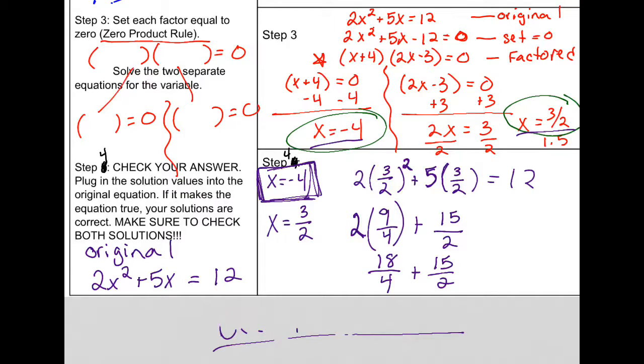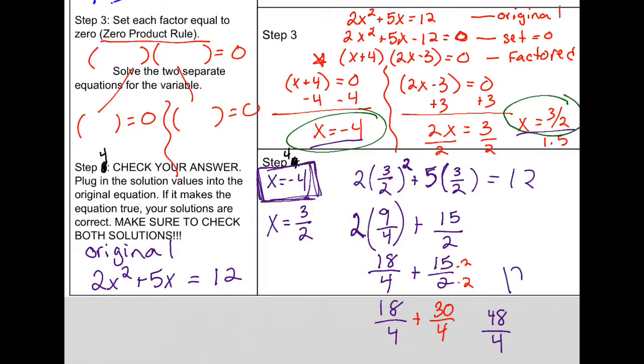And then I have to add those fractions, but to add fractions, I have to have common denominators. So I'm going to do a quick side work here. Times 2 and times 2 will give me 30 fourths. And now I can actually add these. 18 plus 30 is 48. Keep the denominator. 48 divided by 4 is 12, which means 12 is equal to 12. Therefore, 3 halves is my second true solution.